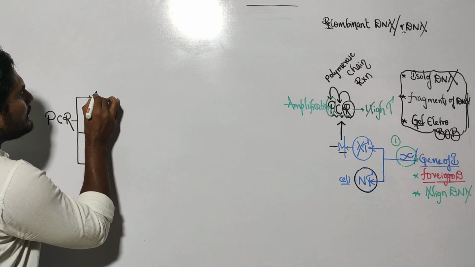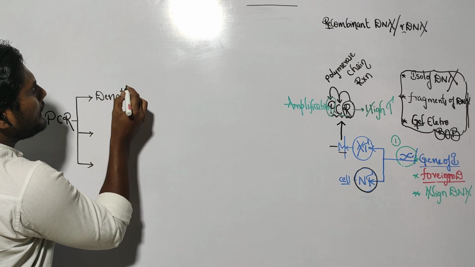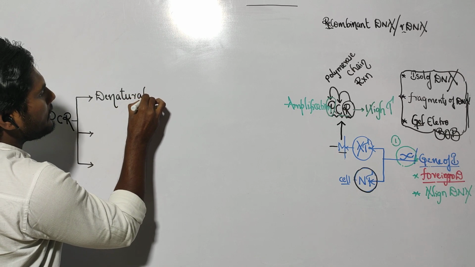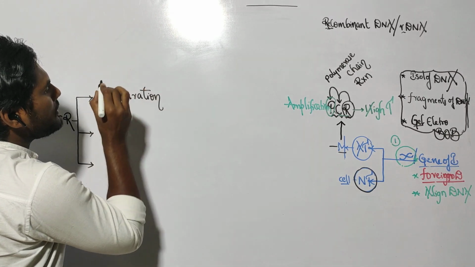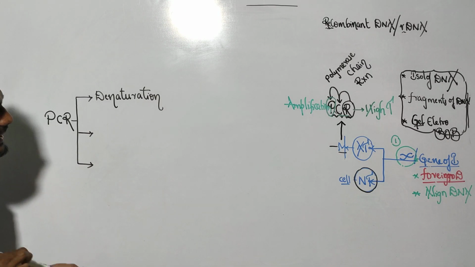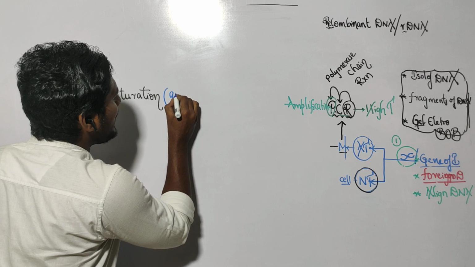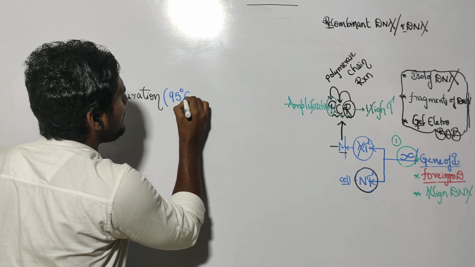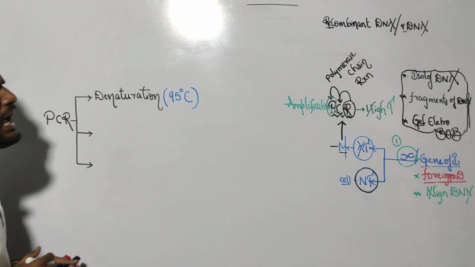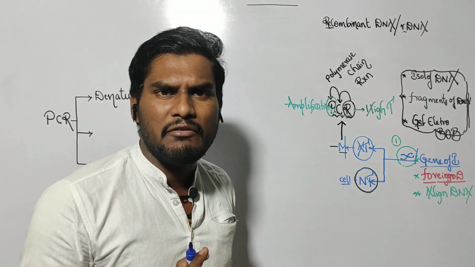First one is denaturation. Important. Denaturation is the first step, the first process in the PCR technique, and this denaturation is happening in the presence of 95 degrees Celsius temperature, which is a high temperature. What is denaturation? I will tell that.